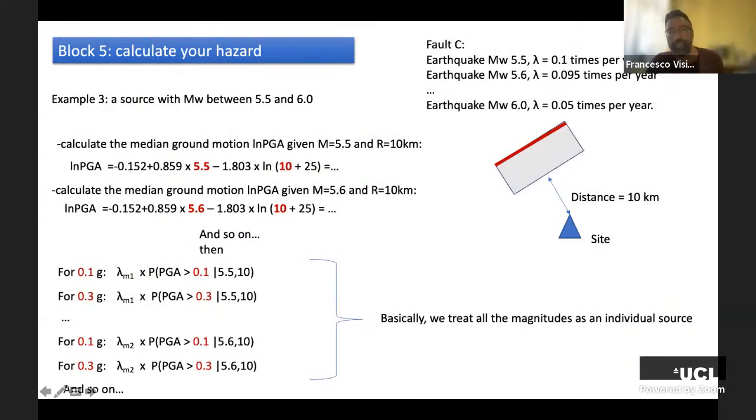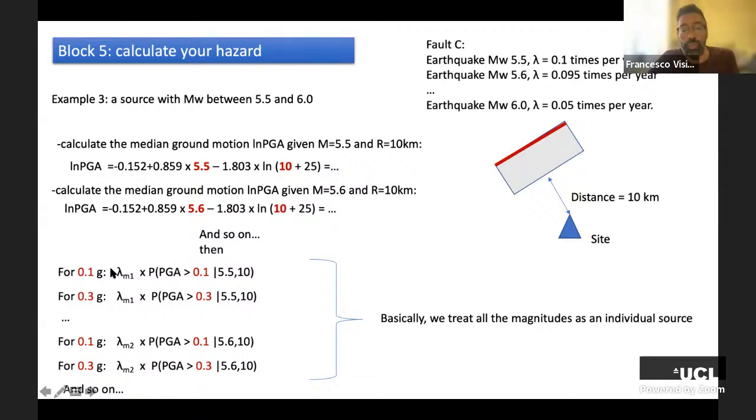For the last example, if we have one fault that can release earthquakes not only of magnitude 6 or 6.5, but, for example, from 5.5 to 6, with a rate of occurrence for each magnitude, how can we calculate the total hazard? We simply treat each magnitude as an individual source. So, for example, using magnitude 5.5 and a distance of 10, we calculate the median ground motion. Then we use magnitude 5.6 and always the distance 10, and so on.